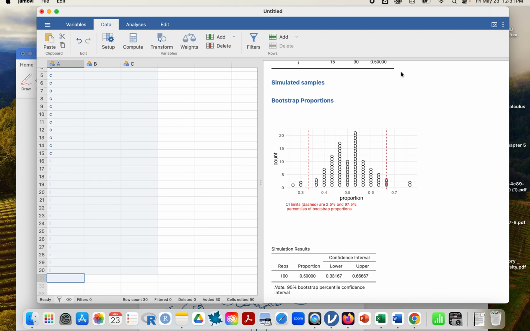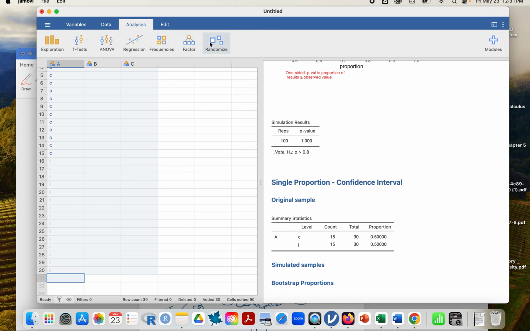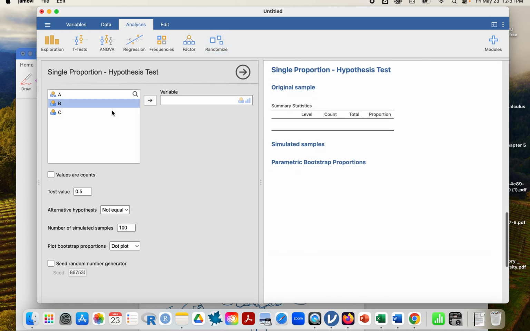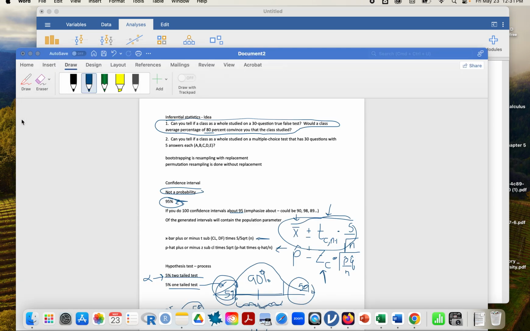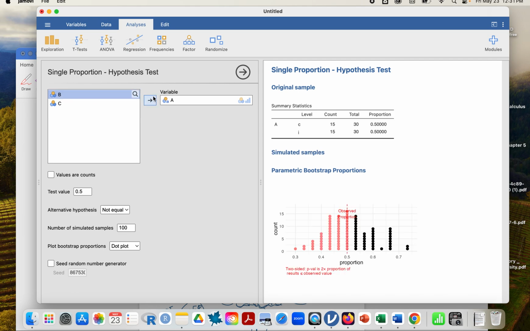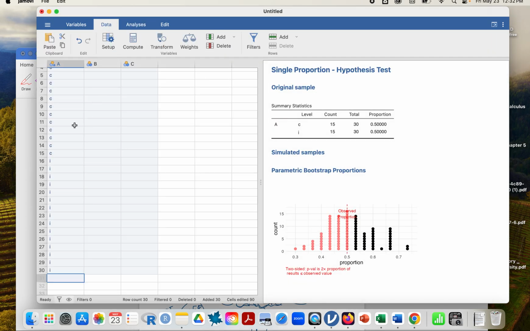Now, let me do a hypothesis test type of scenario, and I'll go back to analysis. We'll go back to randomize. We're going to do single proportion hypothesis test. Here's where I keep getting sort of stopped up. So we are going to put in our variable. Now, wrong thing to click. Okay, so this is all of the data if we were guessing, right?